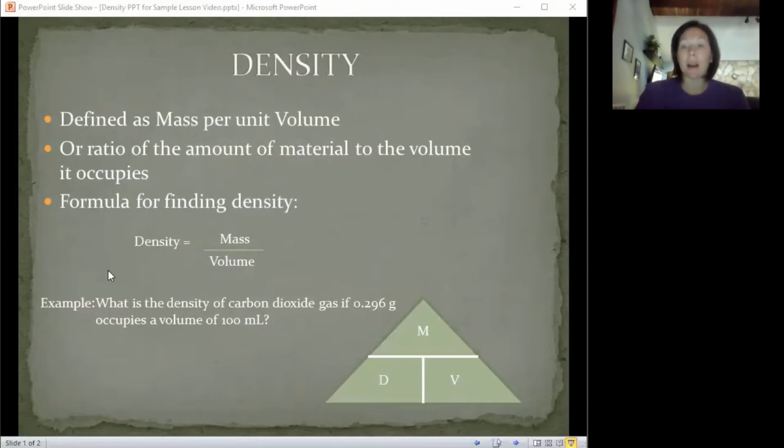And what I have in the bottom right-hand corner is something I like to call the density triangle. And this actually helps us to use the density equation very easily. And so let me get my pointer. And we'll look at this together. So what is the density of carbon dioxide gas if 0.296 grams occupies a volume of 100 milliliters? So for this case, we're going to solve for density by taking mass divided by volume.